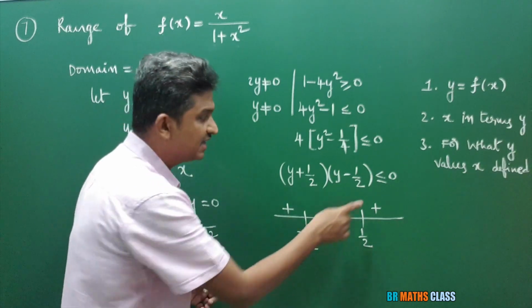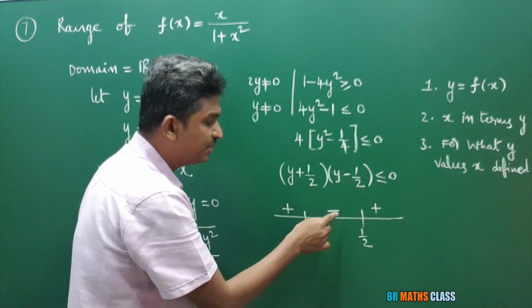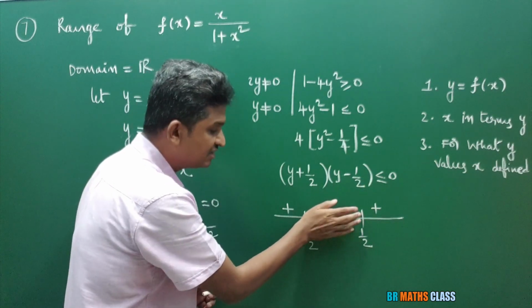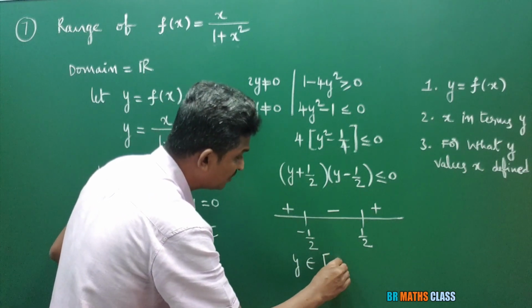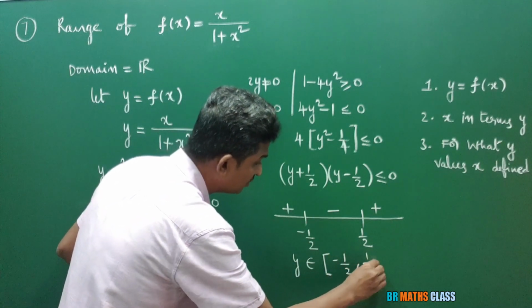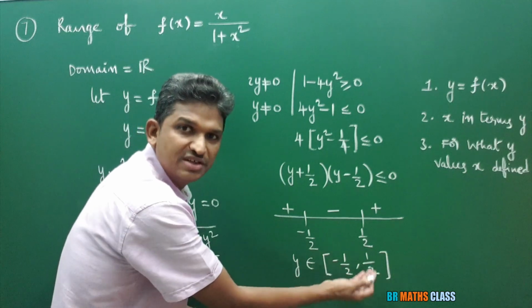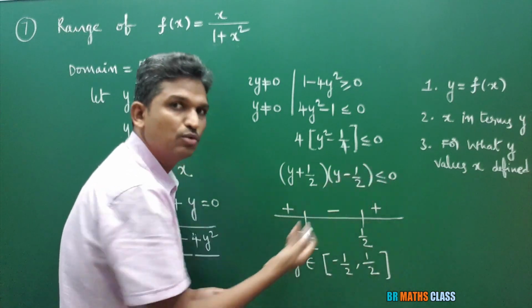Okay, now here less than 0 is there. Less than 0 means negative sign. So I want this part. So y belongs to the closed interval minus 1 by 2 comma 1 by 2. When the y value is in this interval, at that time this inequality holds good.